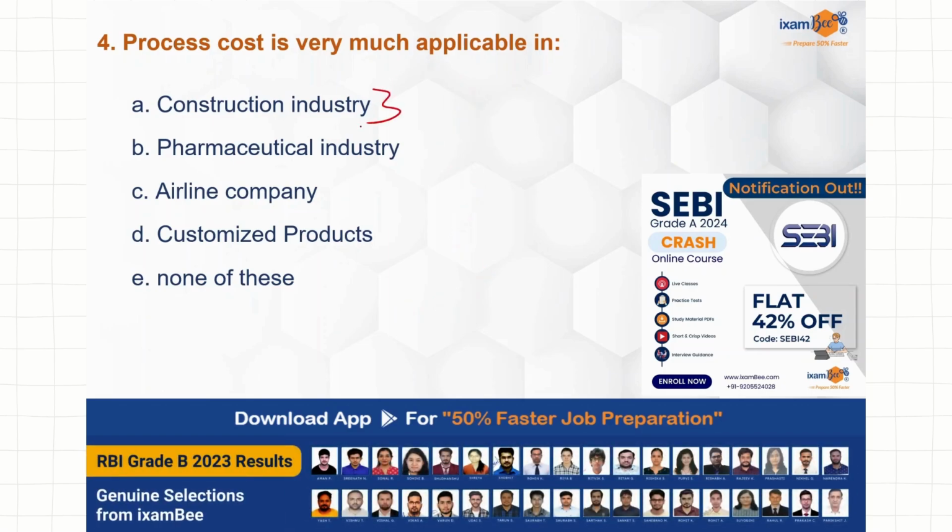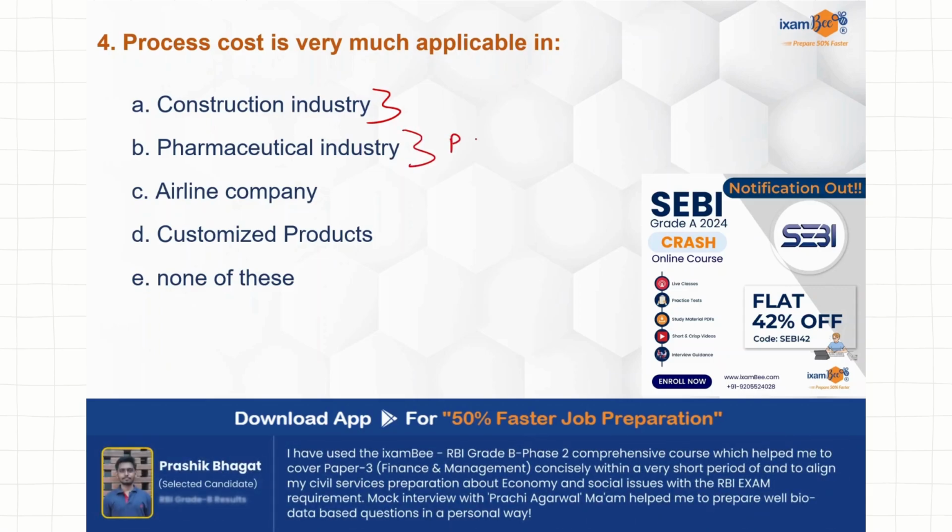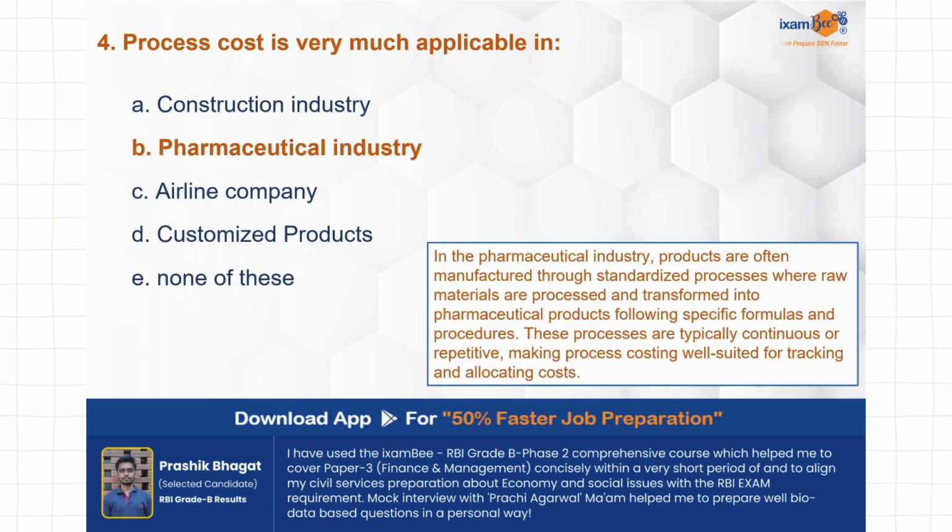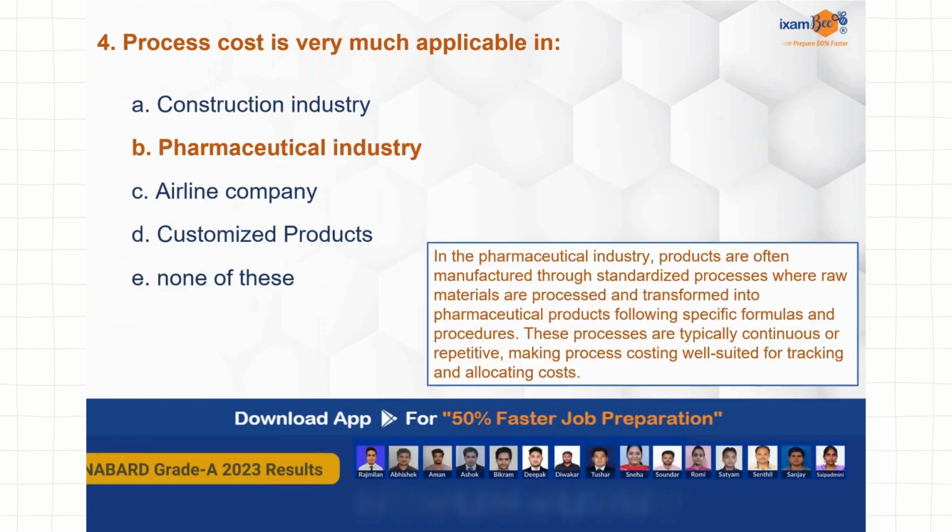So first one is construction industry. I think contract costing यहाँ पे ज़्यादा suitable हो जाएगा. Pharma industry definitely यहाँ पे process costing can apply. Airline company, service costing will be suitable. Customized product, you all know that job costing is the perfect fit for customized products. So here pharma industry will be the correct choice, that is B option.